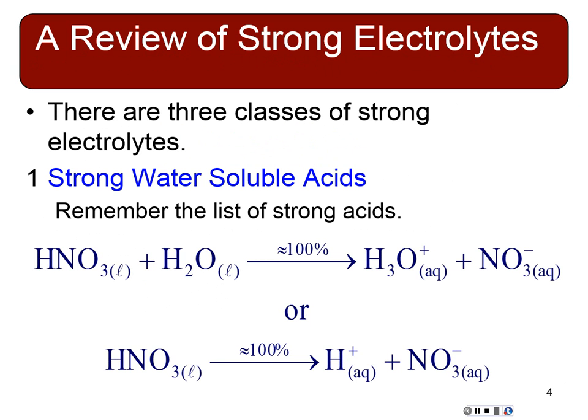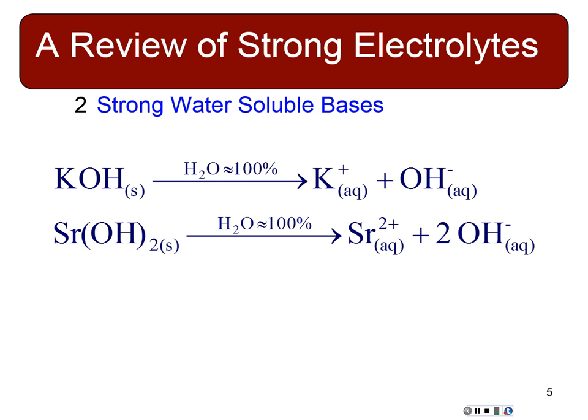Here's our first class, just an example. We have a strong acid. It completely ionizes in water. We've seen this. We've shown it with the Bronsted theory and with our Lewis theory. And we have this single arrow, which means 100%. There's 100% conversion, so after this reacts, there's none of this anymore. It's all ions.